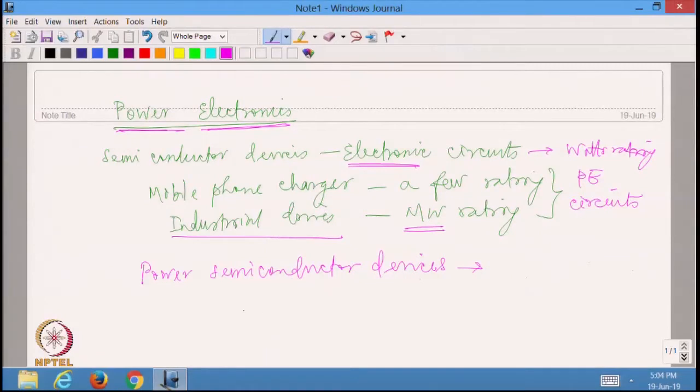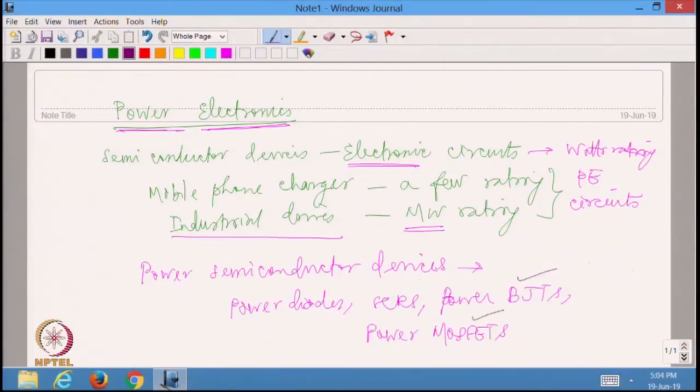Some of the power semiconductor devices are power diodes, SCRs, and we will be talking about each of these devices later. Then power BJTs and power MOSFETs. When you talk in electronics, you talk about just BJTs, just MOSFETs and diodes, whereas here we are adding the prefix power. So, power diodes, power BJTs, power MOSFETs and IGBTs.